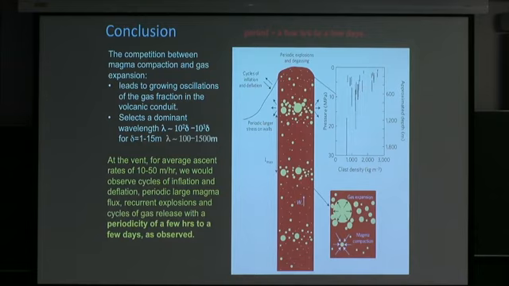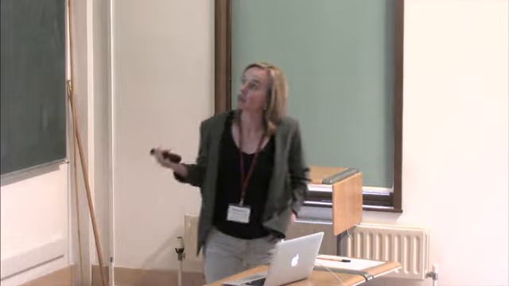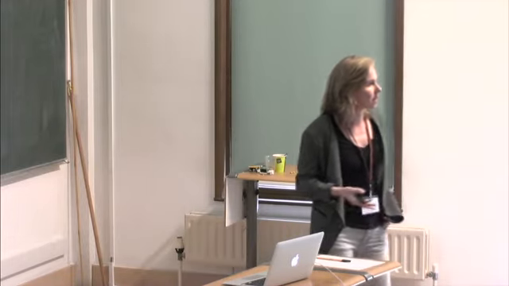So in the end, the competition between magma compaction and gas expansion in a silicic volcanic conduit leads to growing oscillation of the gas fraction with a dominant wavelength that is between 100 and 1500 meters. At the surface, at the vent, we would see with the arrival of a gas pulse periodic inflation and deflation of the edifice, periodic degassing, and periodic explosions or periodic pyroclastic flows.